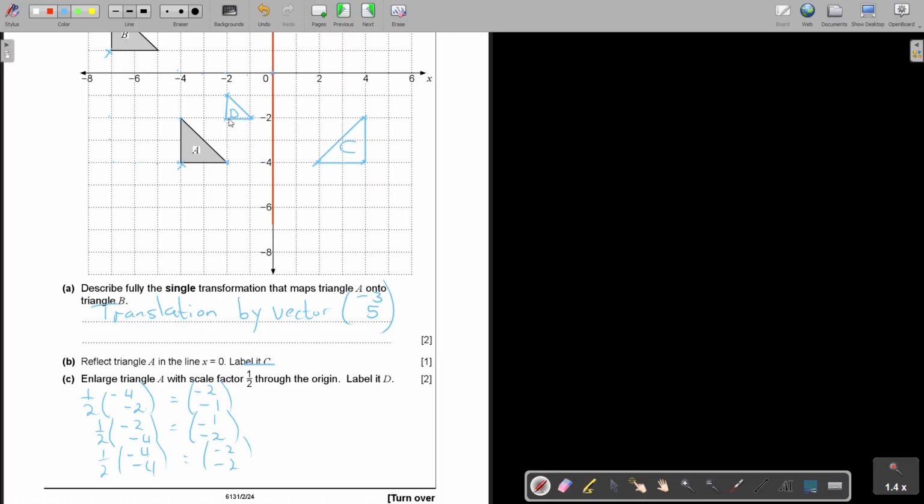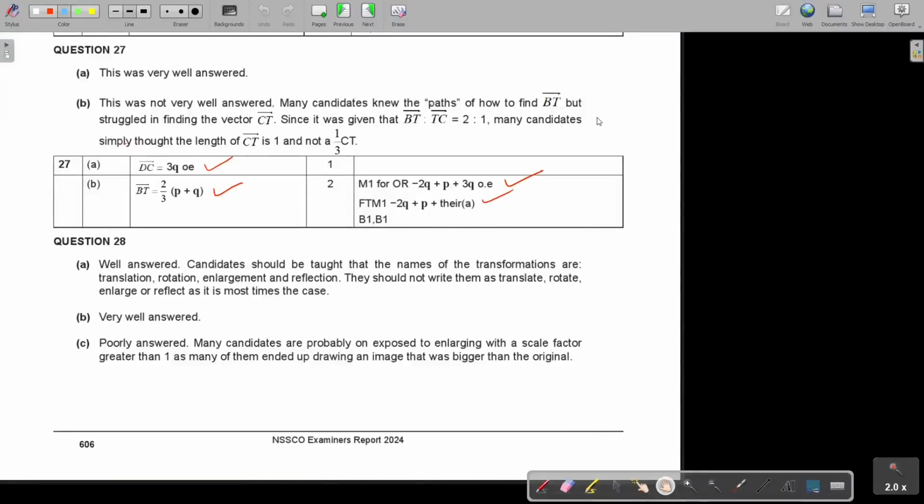Let's just go to the exam report. So on the exam report, question 28, well answered. Candidates should be taught that the names of the transformations are translation, rotation, enlargement, and reflection. They should not write them as translate, rotate, enlarge, reflect. So very important, it's that terminology, so just learn that. Okay. And then it's very well answered in B. And C is poorly answered.